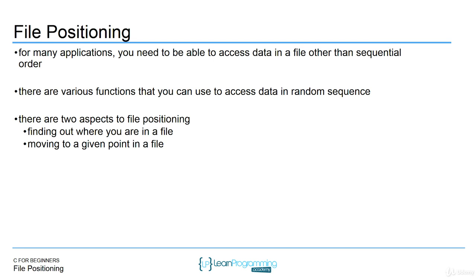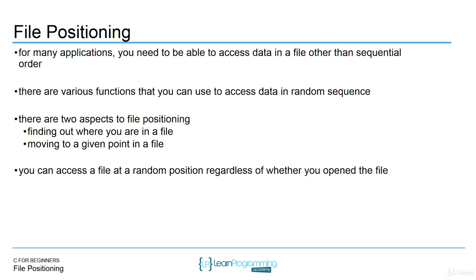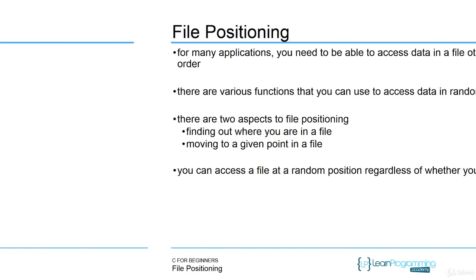There are two aspects of file positioning. One is finding out where you are in a file, and the other is moving to a given point in a file. Those are really the two things you want to find out when you're talking about the positioning of a file, what it's actually pointing to. Again, where you are in the file itself, and whether or not you want to move somewhere else in the file. So you can access a file at a random position regardless of whether you open the file. You can move your file pointer. You don't need to open up the file to change where you are, or to see where you are.